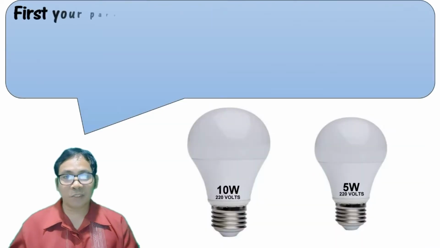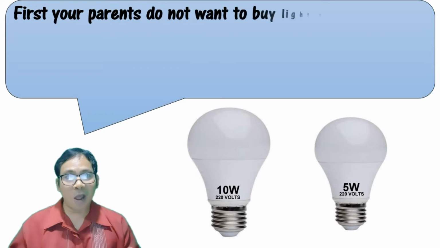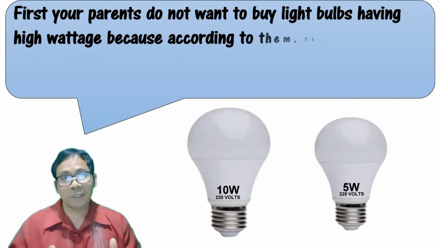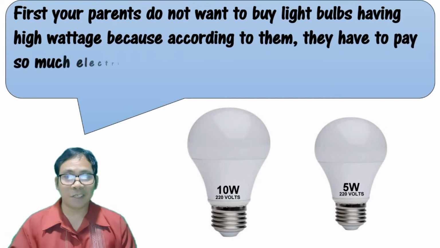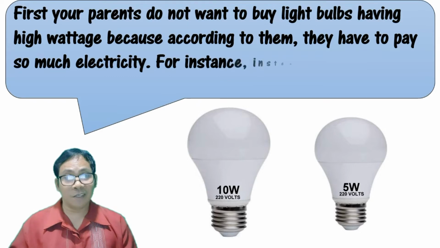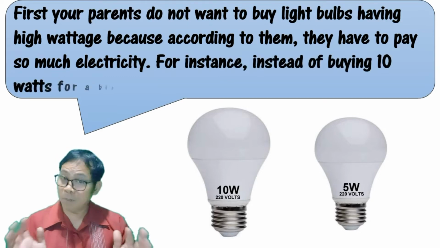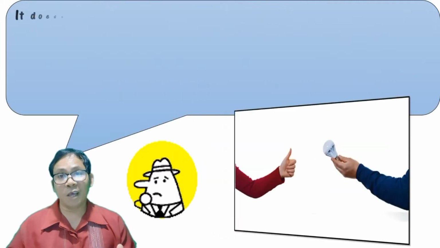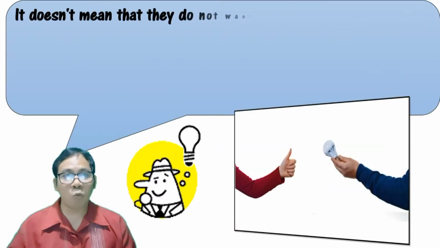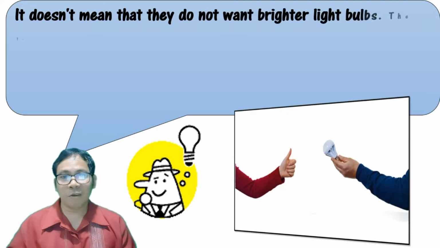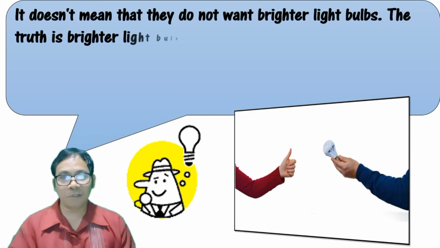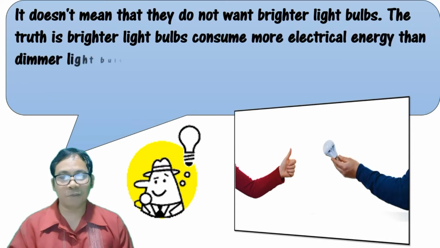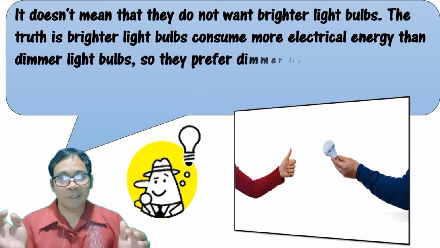First, your parents do not want to buy light bulbs having high wattage because, according to them, they have to pay so much electricity. For instance, instead of buying 10 watts for a big room, they prefer to buy 3 or 5 watts. It doesn't mean that they do not want brighter light bulbs. The truth is, brighter light bulbs consume more electrical energy than dimmer light bulbs. So, they prefer dimmer lights.